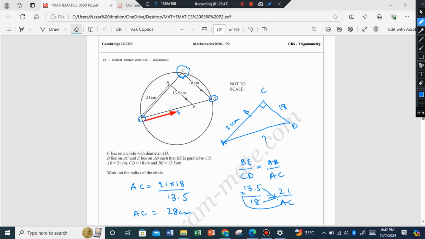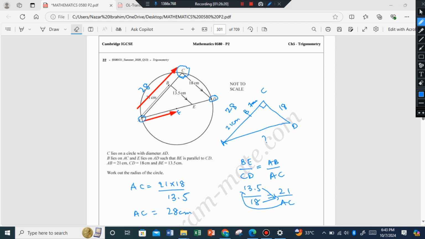Clear? So this is AC, right? Now AC is known to me, which is 28 centimeters, and AB is known to me. So if I subtract AB from AC, I can get this side, which is 28 minus 21, which is 7 centimeters. In total, this is 28 and this is 18.